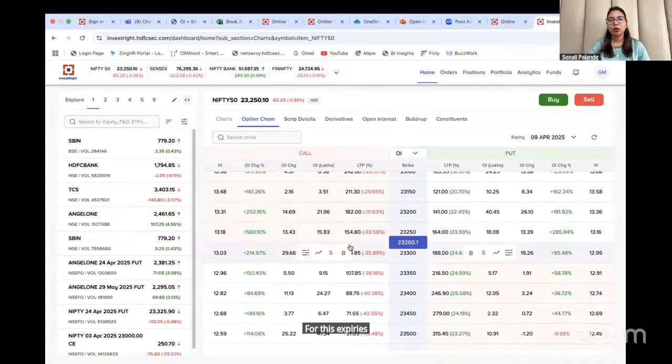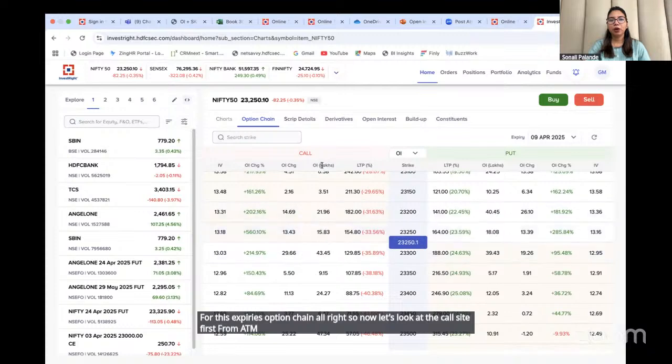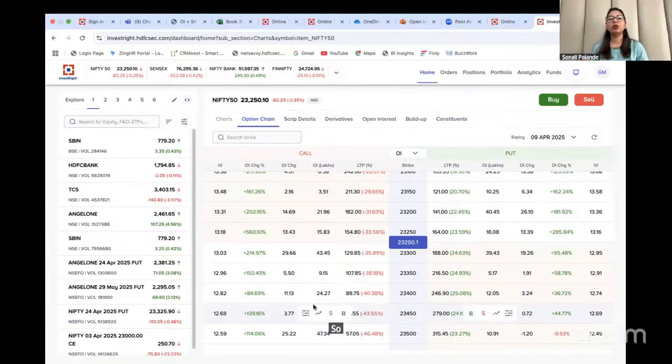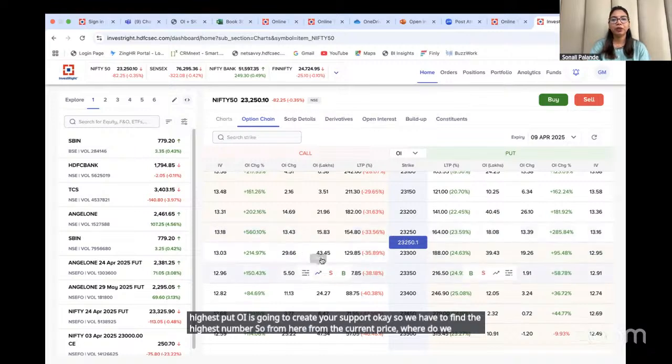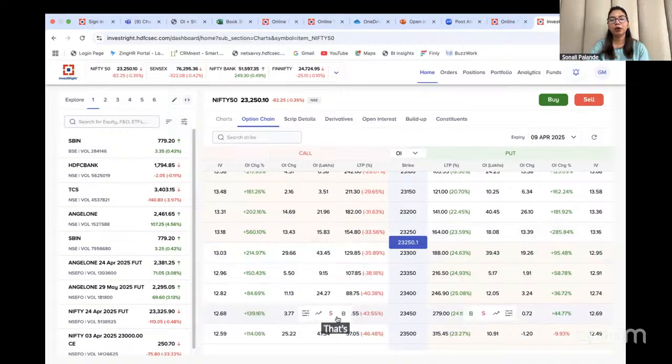All right, so now let's look at the call side first. From ATM, we have to start looking at the OI column, and we have to spot the biggest number. That is going to be your resistance. So the highest call OI is going to create your resistance, and the highest put OI is going to create your support. So we have to find the highest number. From the current price, where do we find the highest number? That's 23,300. That's 43 lakh.